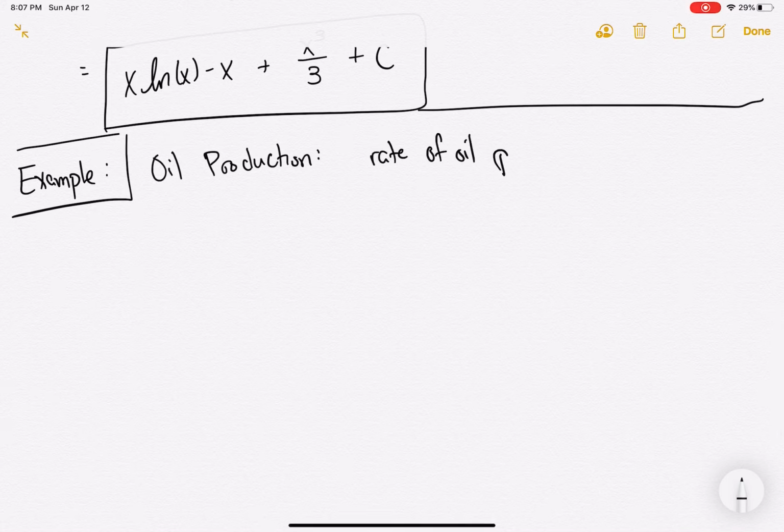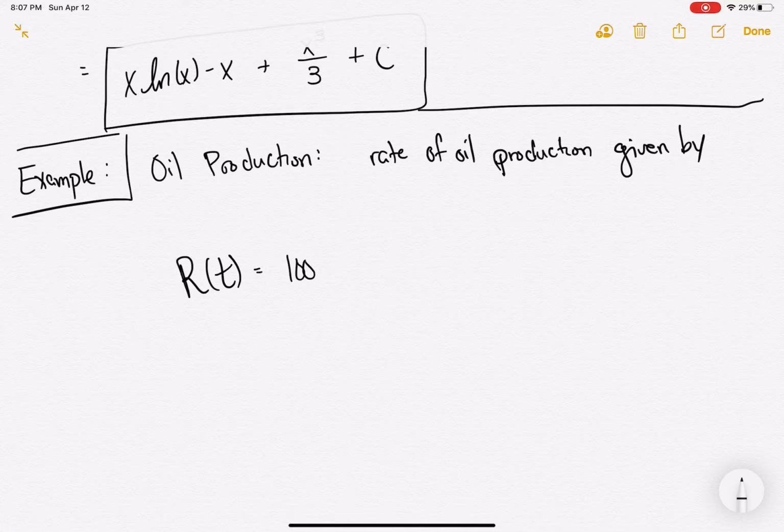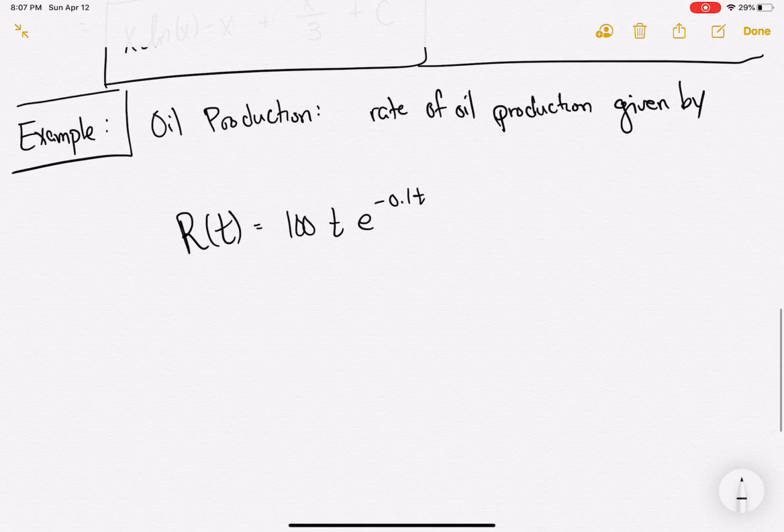The rate of oil production is given by R of T equals 100 T e to the negative 0.1 T. Now this is important. This is the rate, right? So this is a derivative. Can't stress that enough either, rate and derivative mean the same thing. So the derivative of oil production is given by R of T equals 100 T e to the minus 0.1 T.